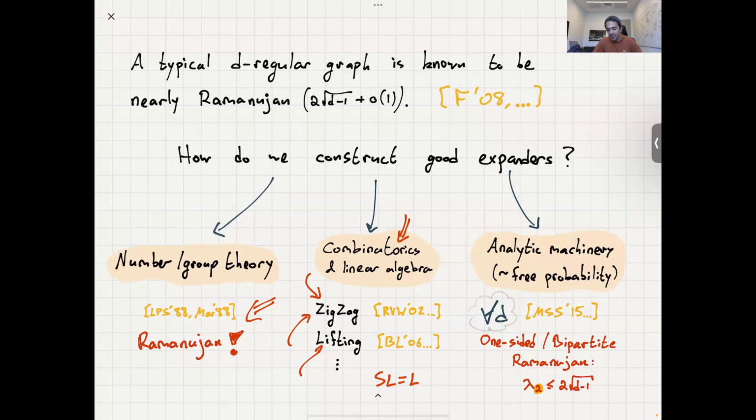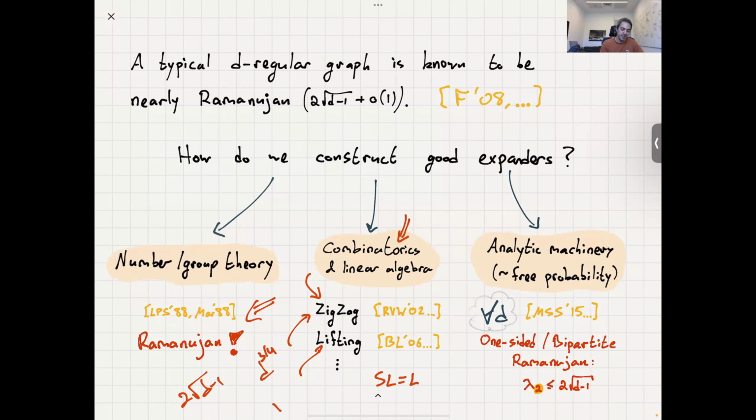Okay. So what I'm trying to say is that the idea of getting a simpler or more elementary construction was useful already from the get-go as well. However, these constructions weren't Ramanujan. There are different parameters. For zigzag, you want something like 2 square root of d minus 1, so zigzag is quite off. It's something like d to the 3/4, or maybe you can do slightly better.